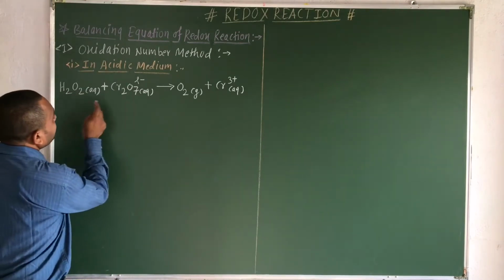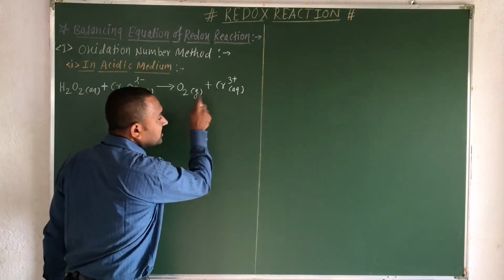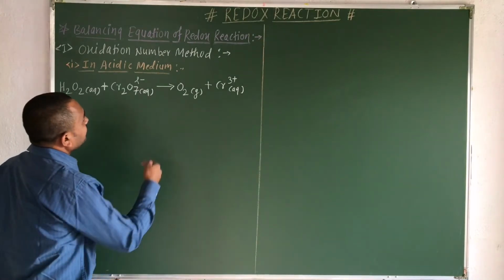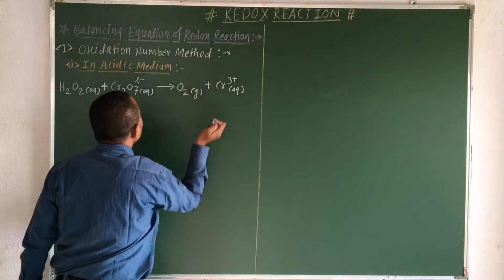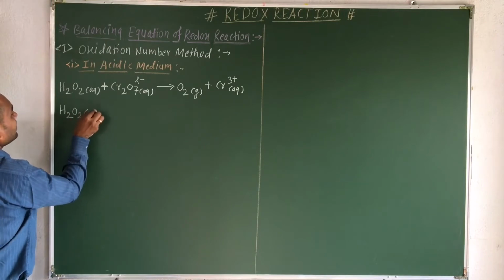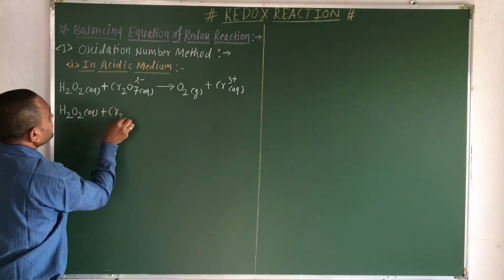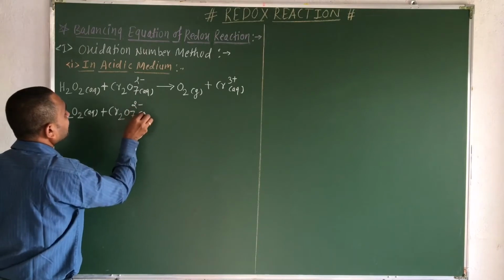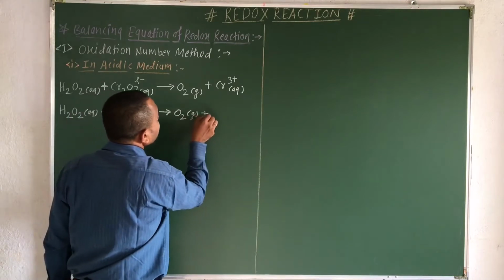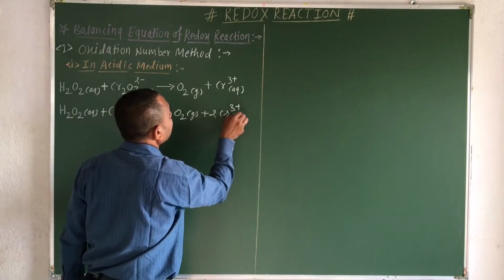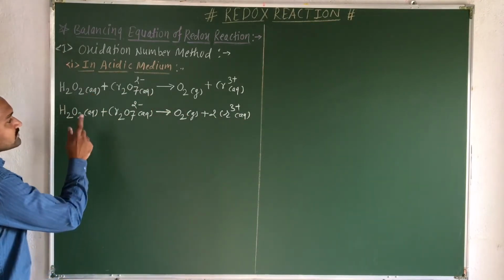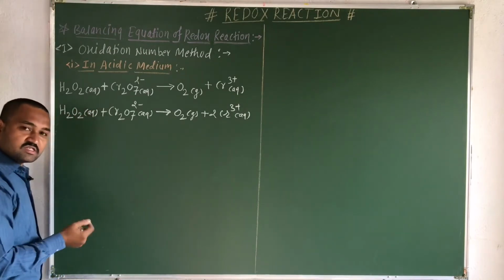Now on the left hand side there are 2 chromium atoms, and here only 1 chromium atom. There is no other atom to balance, so I will directly write this equation as H2O2 aqueous plus Cr2O7 2 minus aqueous gives O2 gaseous plus 2Cr 3 plus aqueous. So in short, I have balanced the chromium. That is the first point in our step number one.